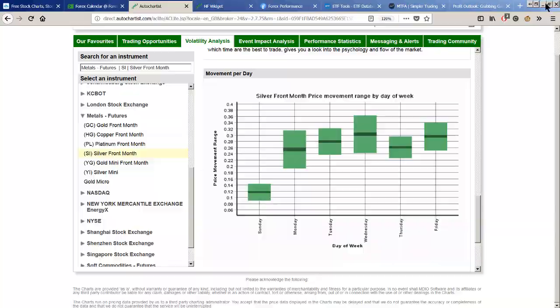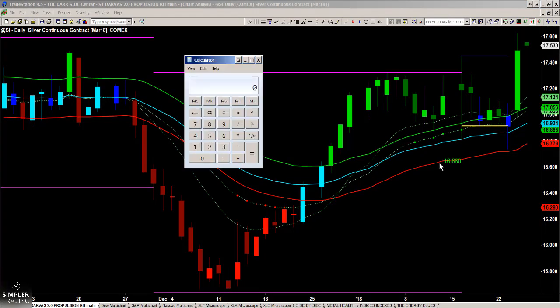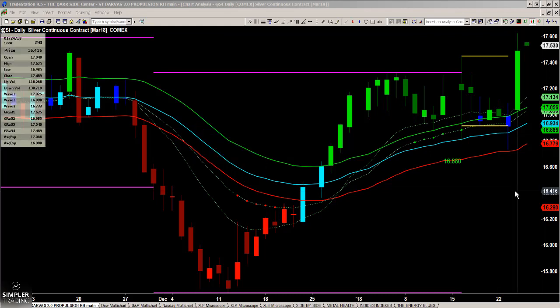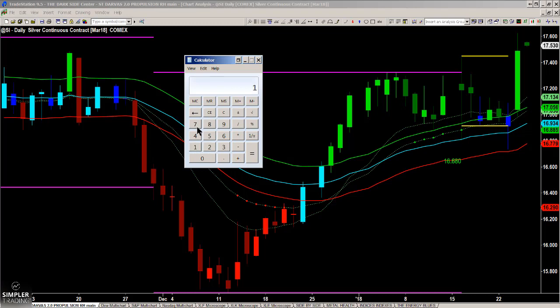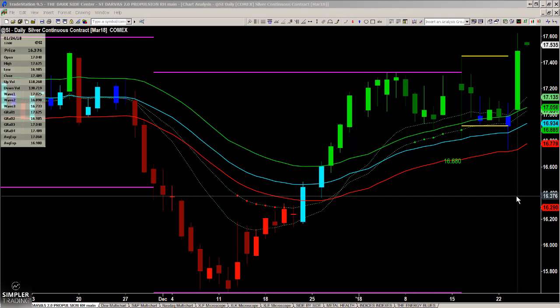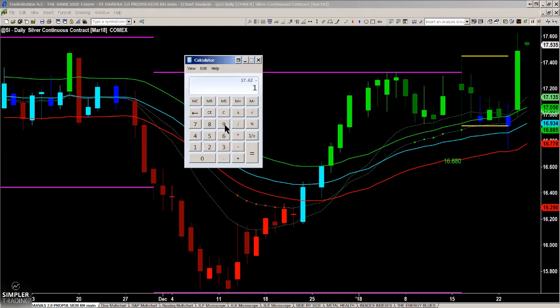So we do some simple arithmetic. I take the high that we saw today, which is 17.62, and you subtract the low, which is 16.98, and that's going to give you today's range. Again, the whole point of this is to show what today's range was, and it was 0.64. All right, that was today's range.